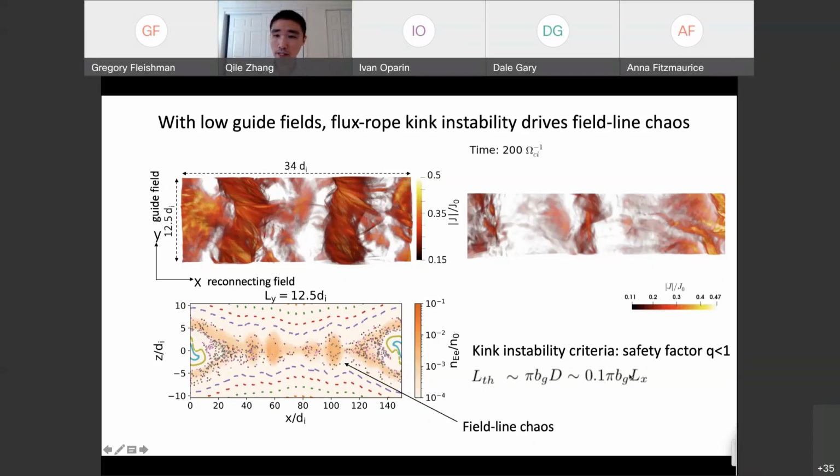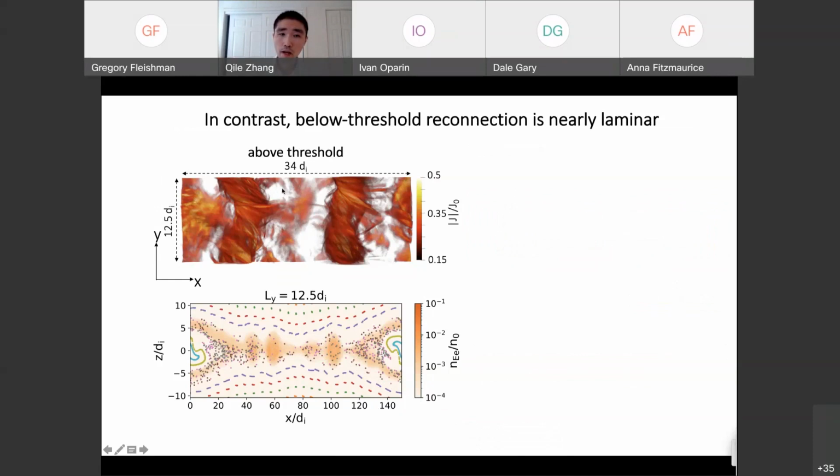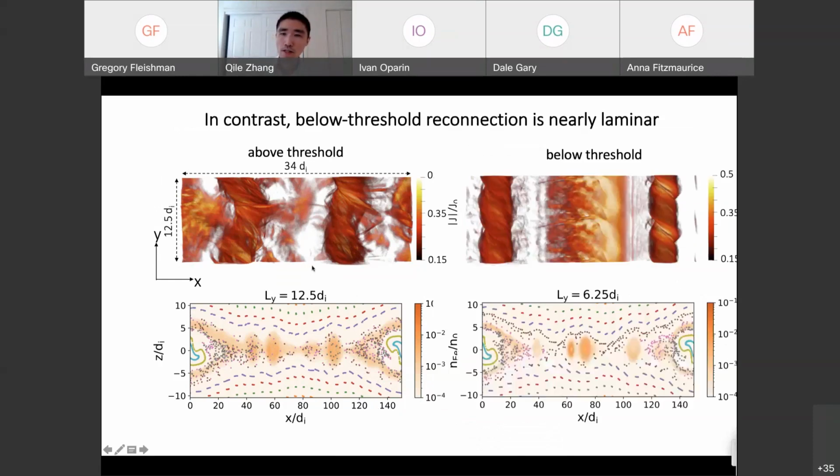So once Ly exceeds this threshold, field line chaos can be triggered, and as a result, these energetic particles can spread out of the flux ropes throughout the reconnection layer. So, particle spreading. We have seen this case above the threshold. On the right, I'll also show you a case below the threshold, where it has this kink-stable flux rope.